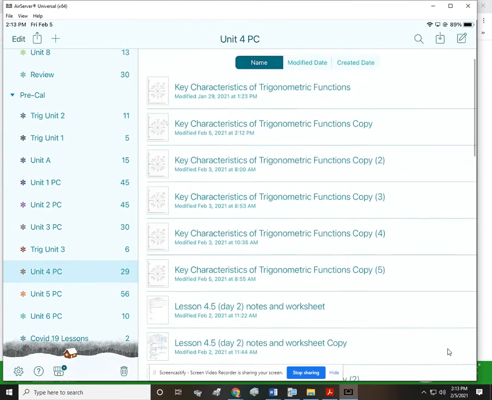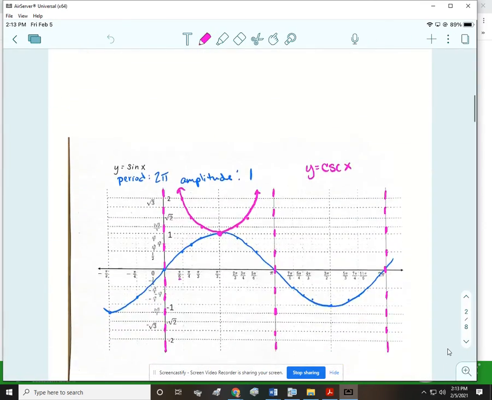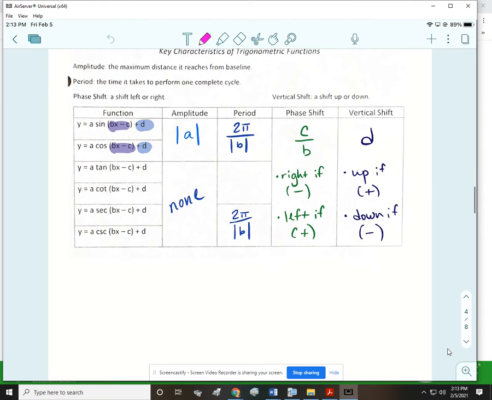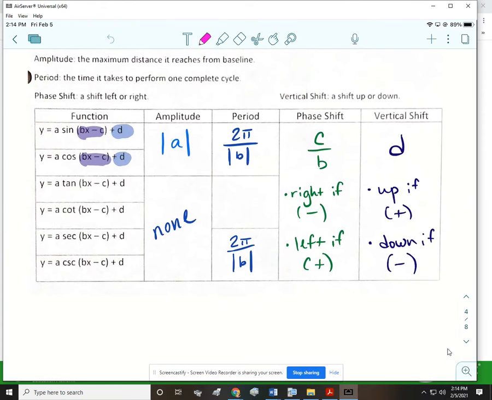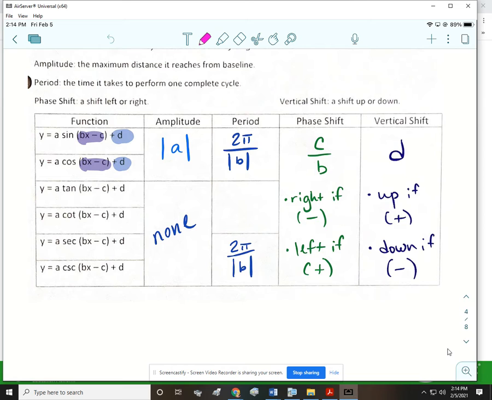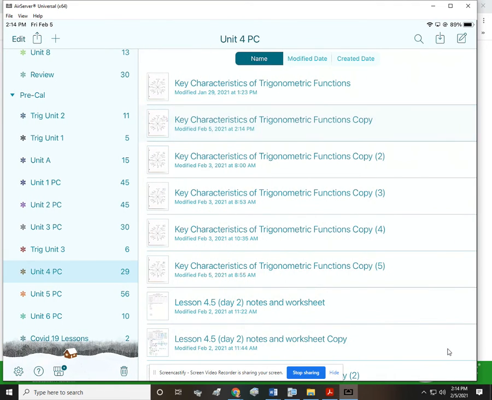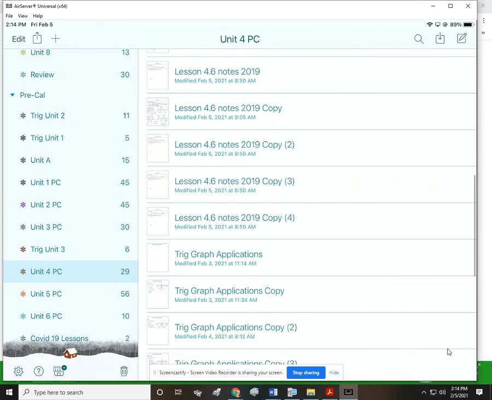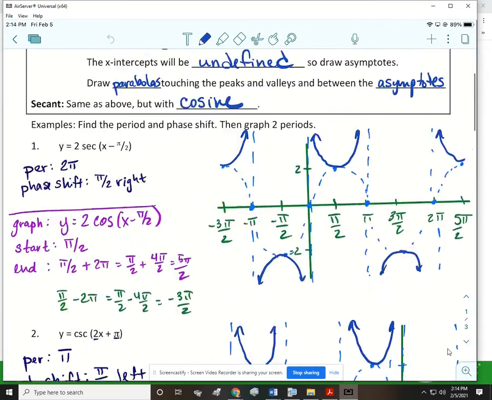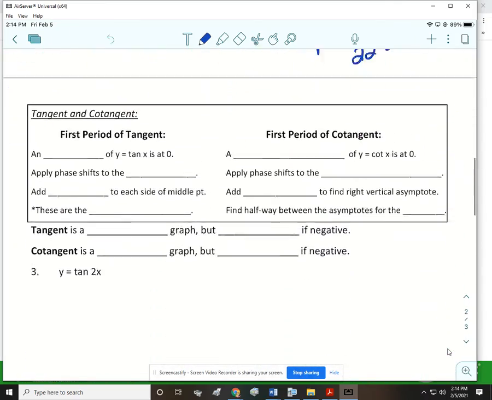So let's go to that little half sheet. That is here. And we almost have it completely filled in. The only thing we have left to do is fill in how you find the period of tangent and cotangent. Since the initial period is pi, whenever we're finding the period of those, we do pi divided by the absolute value of b, or pi divided by the absolute value of the coefficient of x. All right, so we're going to go to our 4/6 notes that we started before, and we're going to finish up the back side.